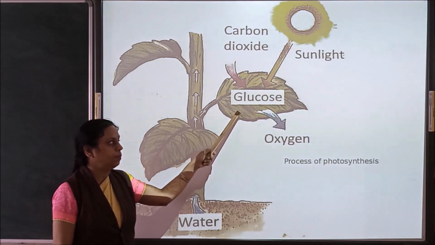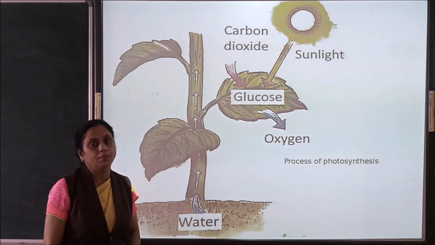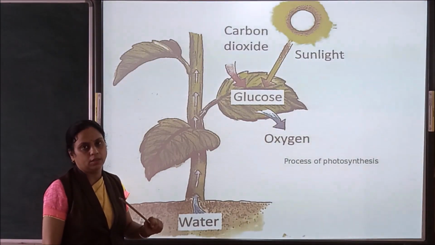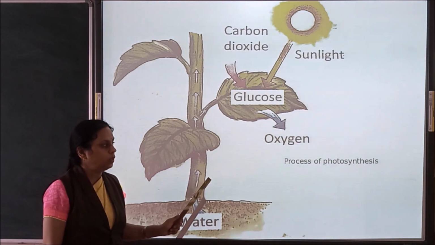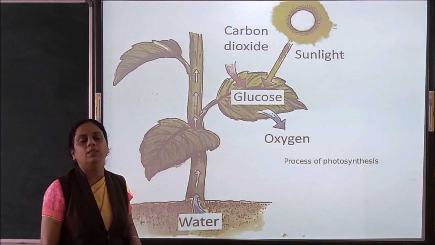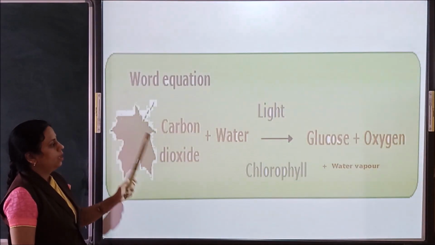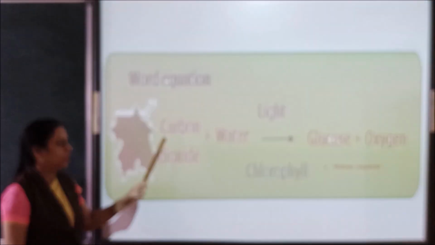Now the food which is prepared in the leaves is carried by the phloem tube to the different parts of the plant. So this is the process of photosynthesis. This process can also be represented in the form of an equation. See, this is the equation of the process of photosynthesis.